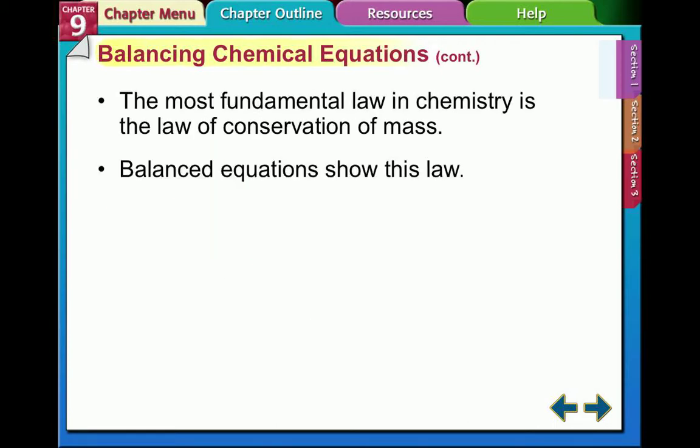Okay, the most fundamental law in chemistry is the law of conservation of mass. From physical science, from earth science, you've learned about the law of conservation. Mass or matter cannot be created or destroyed. It just changes states. It just changes where it's located. So the same thing with the mass. You have to have the same amount of mass that you start with in the equation, which is the reactants, has to equal the products. There has to be the same amount. The law of conservation of mass. Balancing equations shows this law.